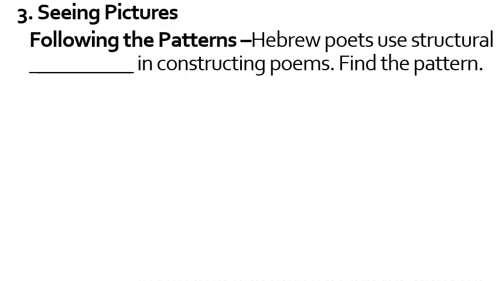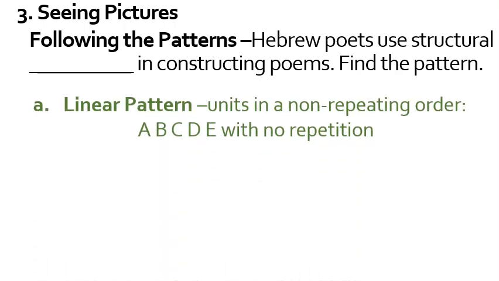So, seeing these pictures, following the patterns: Hebrew poets use structural patterns in constructing their compositions. The key for us is to find the pattern. Let me point out a couple of these patterns. The first one I don't really have an example of, but it is a linear pattern. Anything that is linear, you see the first part of that is line. So this is just a line of words that do not repeat. Units in a non-repeating order, A, B, C, D, E with no repetition.